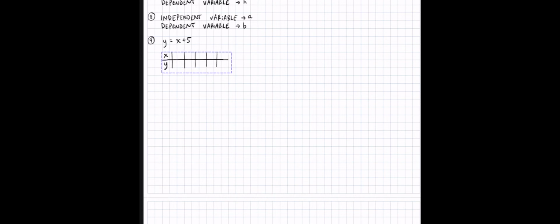I'm actually just going to copy and paste this too, so as I go through, it'll be a little bit easier. So this is 0, 3, 6, 9, and 12. And so, okay, if x is 0, what's 0 plus 5? That's going to be 5. If x is 3, 3 plus 5 is going to be 8. If x is 6, 6 plus 5 is 11. If x is 9, 9 plus 5 is 14. And if x is 12, 12 plus 5 is going to be 17. So that would be the data table here that goes along with this one.